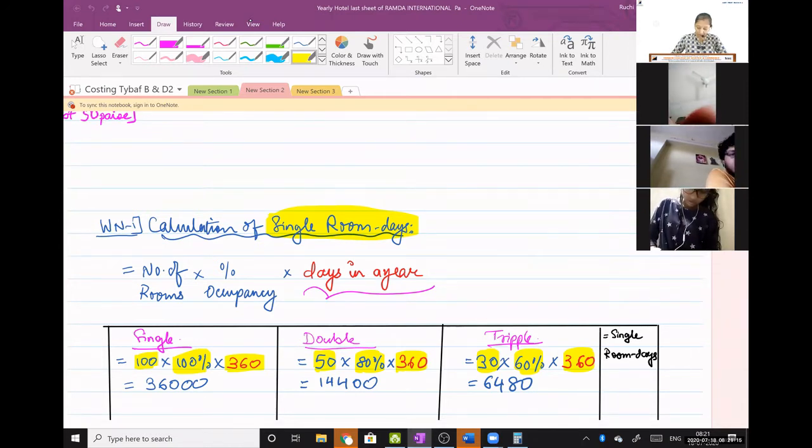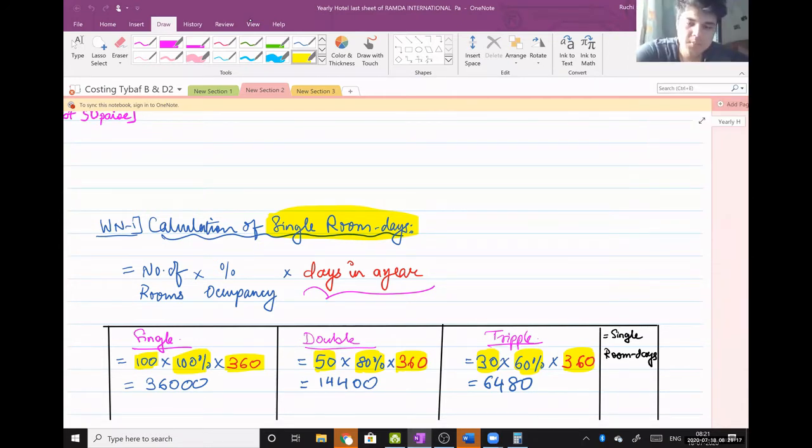Okay, this is the change in the question. Yeah, we haven't done sums before where there were single, double, and triple suites in the hotel. We have always done sums by default, which are single room days only. We were calculating number of room days. It means number of single room days.